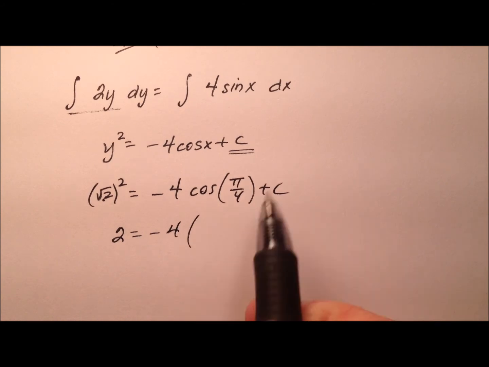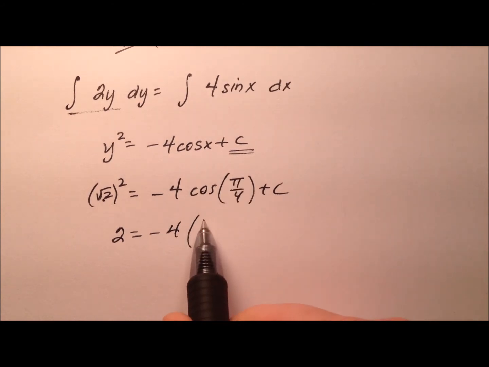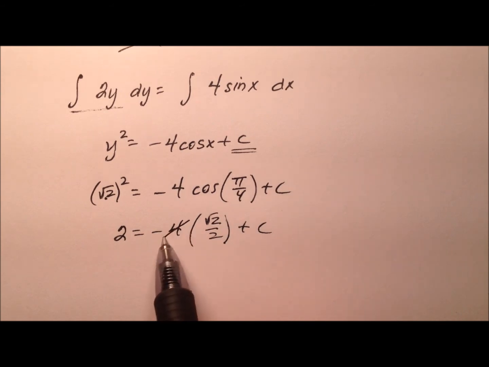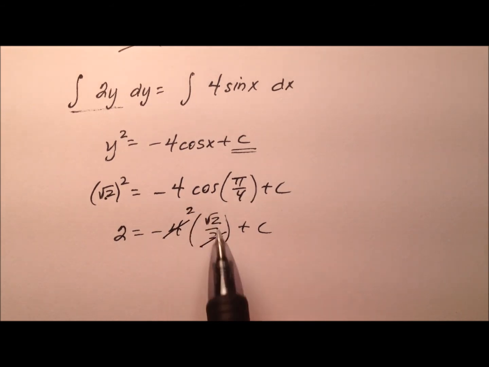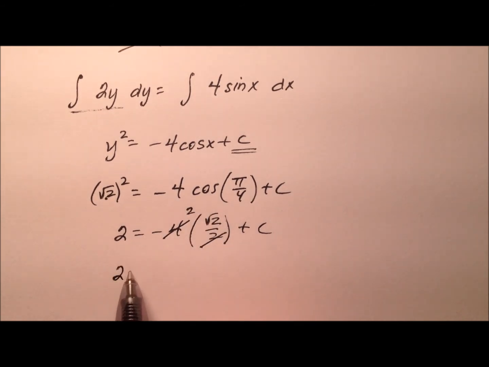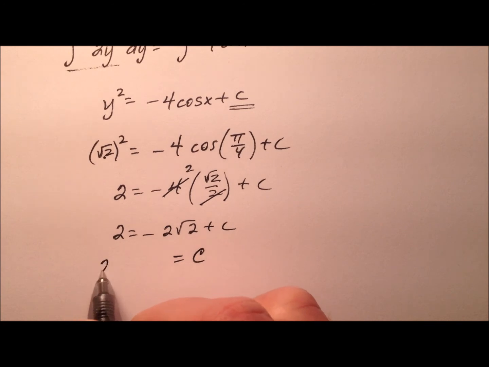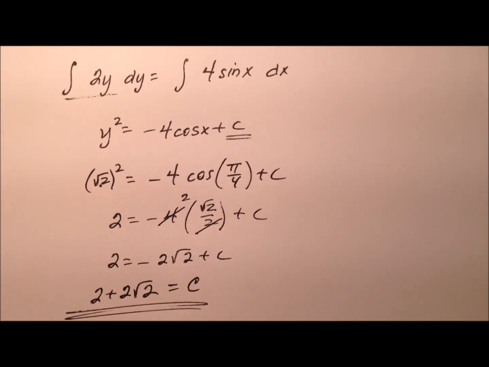And negative 4, let's see, the cosine of pi over 4 is radical 2 over 2, plus c. Well, the 4 and the 2 here can cancel, and it gives me the 2. So it looks like 2 equals negative 2 radical 2 plus c. So c then is going to equal 2 plus 2 times the square root of 2. And lots of 2's there.